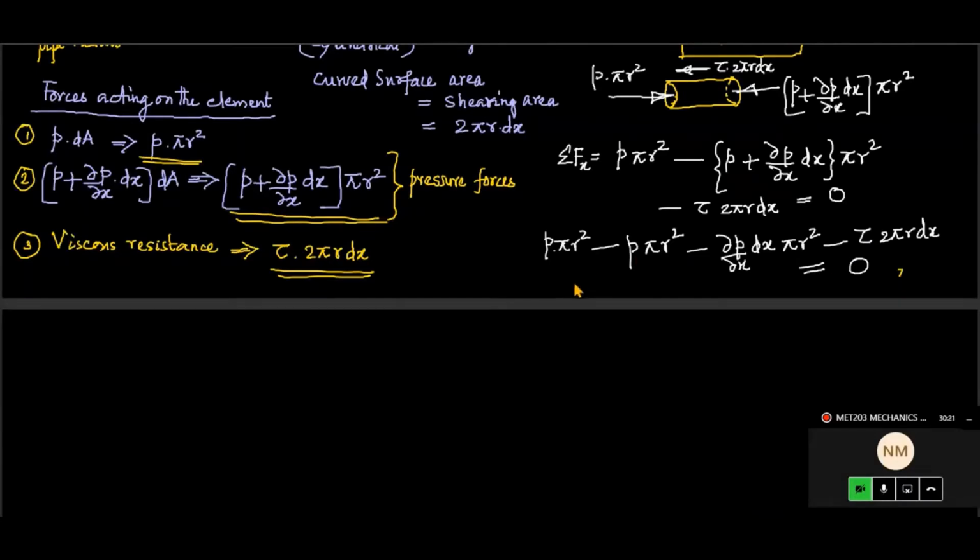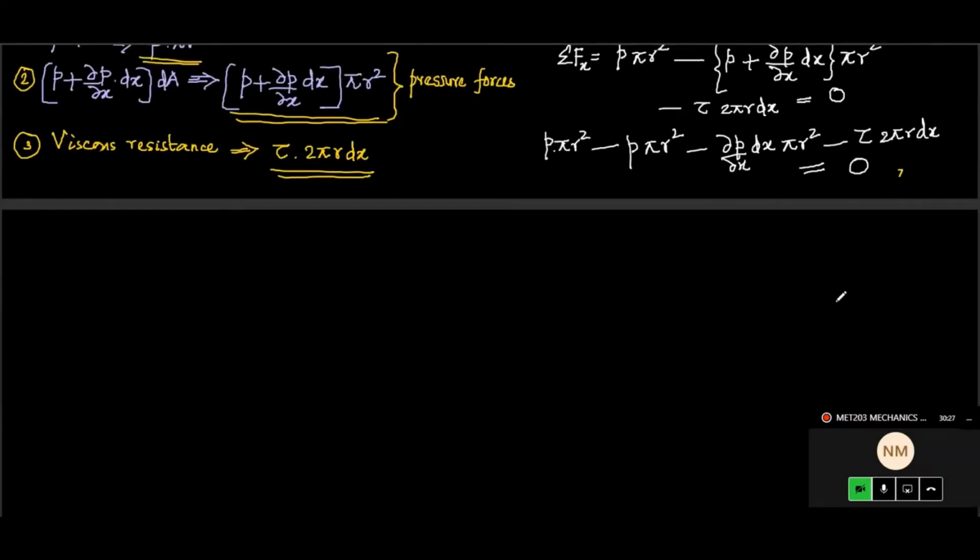P into pi r square and P into pi r square will get cancelled, and what remains is an expression for the shear stress. So the first expression we require, we are going to get. The first two terms will be cancelled, and what remains is minus dou P by dou x into dx into pi r square. I take the tau term to the right side: tau into 2 pi r dx.